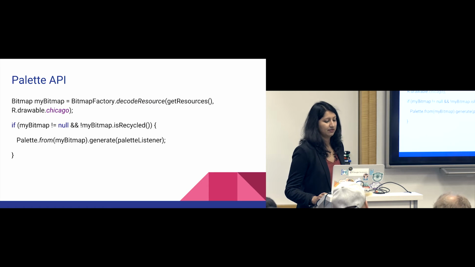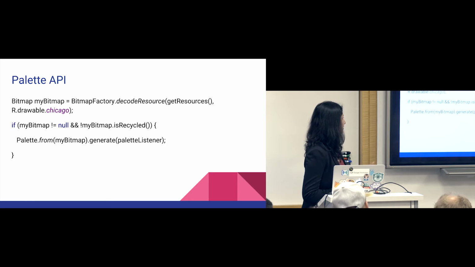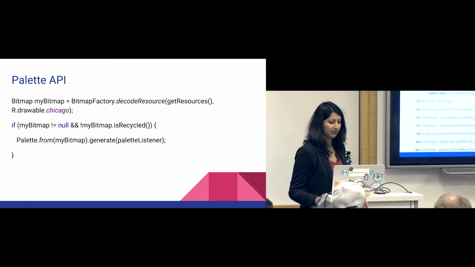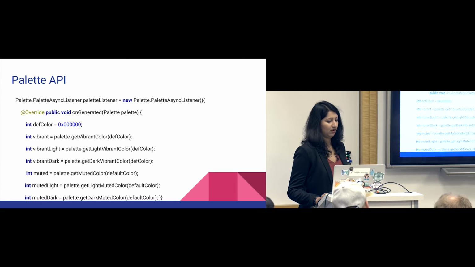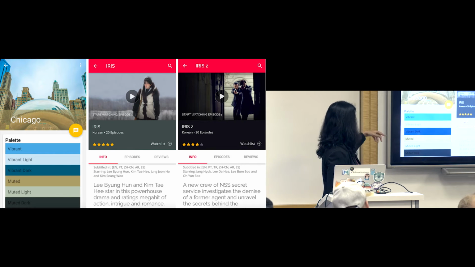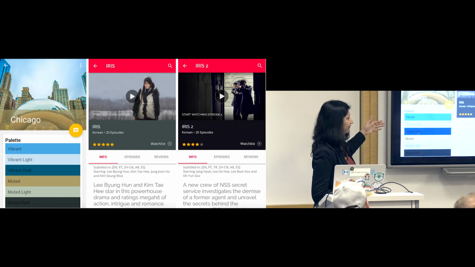For the Palette API, here's the code you use. You just make sure that you generate a list of colors from your drawable. And here's a palette listener. All the 6 different kinds of colors, you can extract all of that. And this is how, as I mentioned in the demo app, I'm taking the muted color and applying it to the background of the text.